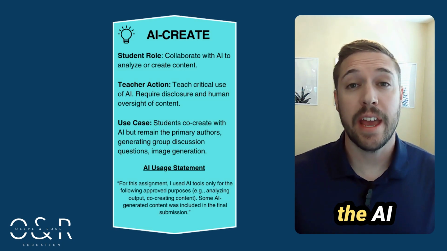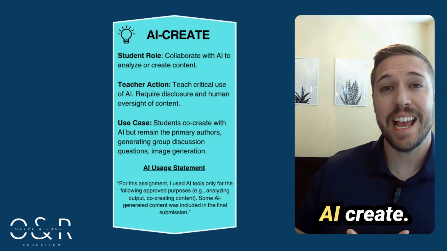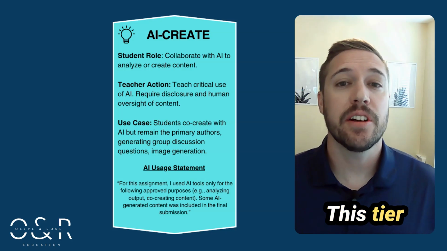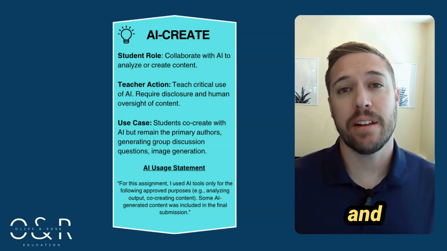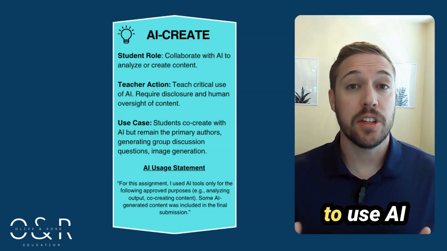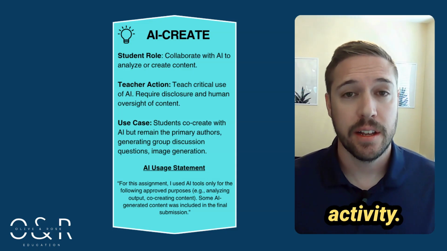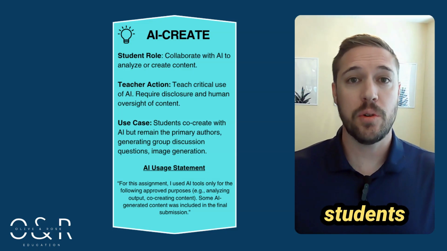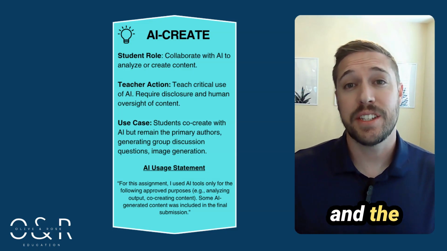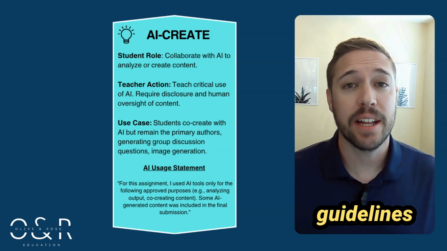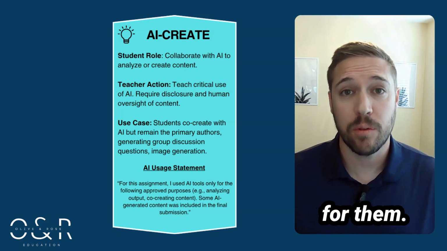The next tier on the AI integration scale is AI Create. This tier allows students more freedom and flexibility to use AI to create a portion of an assignment or an activity. The same structure applies in that students will have a clear role and the teacher will provide clear guidelines on what AI can create for them.